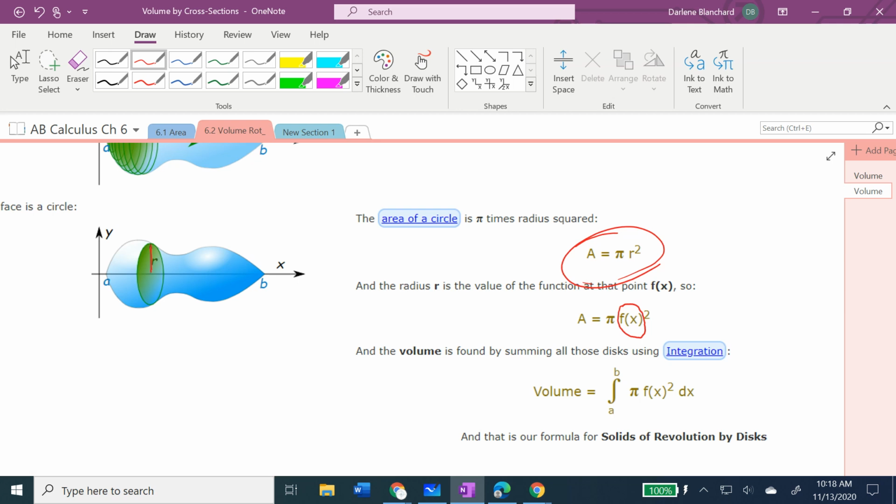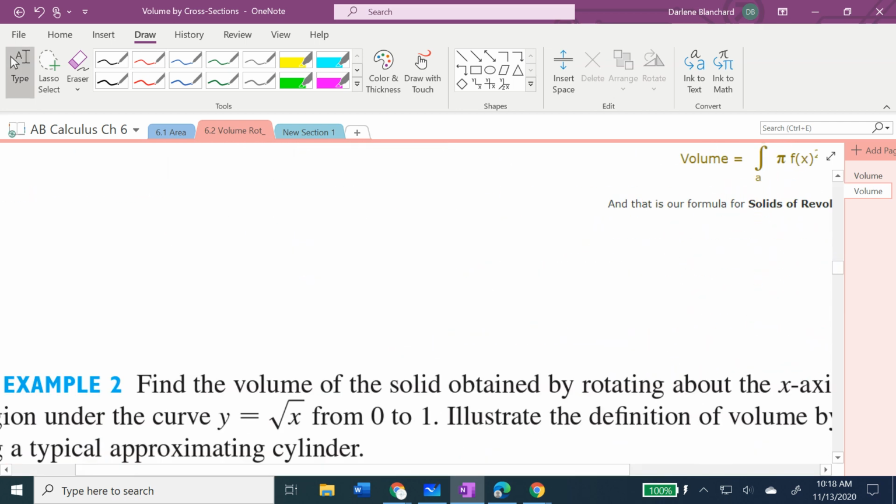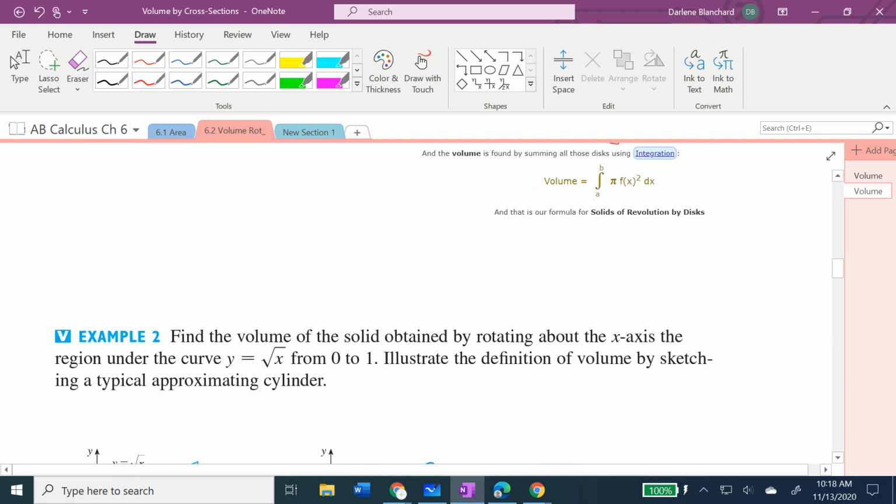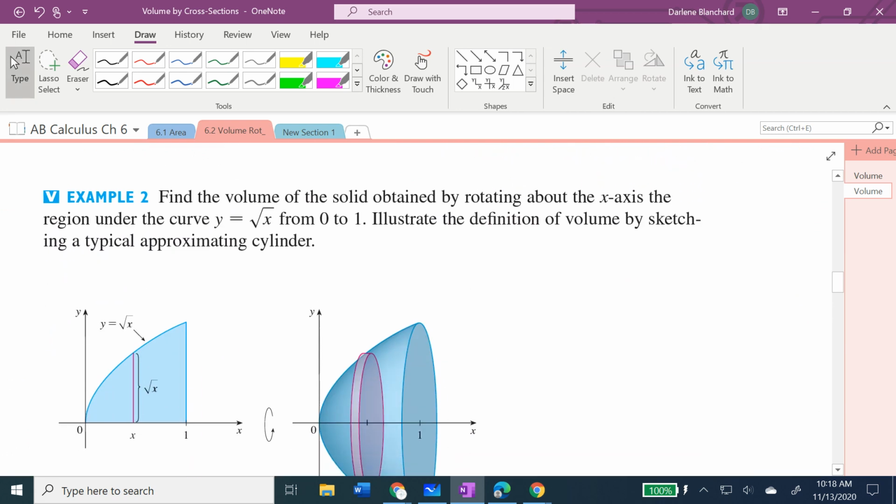So let's go into an example. Now, I want you to know if your homework asks you to illustrate by sketching the volume, you do not have to do that. I have found people spend way too long trying to sketch something three-dimensionally, and your focus is really more on what is being rotated.